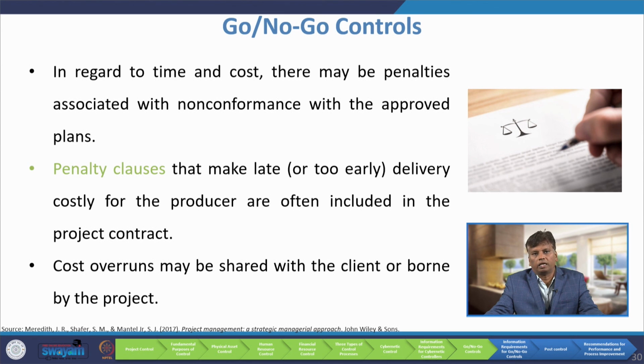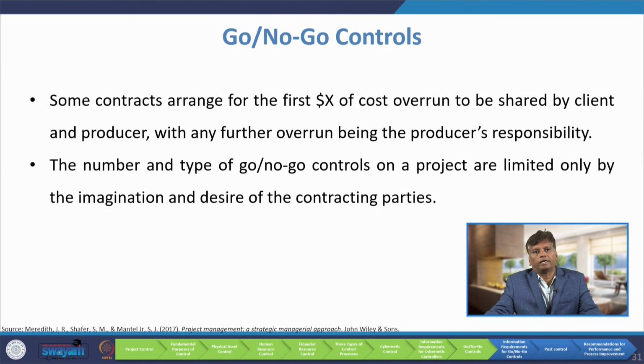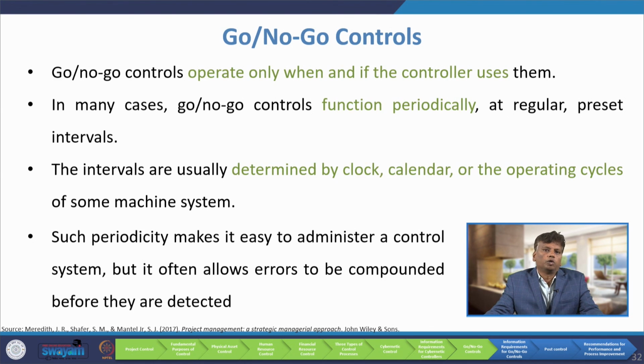So, cost overrun may be shared with the client or borne by the producer. Some contracts arrange for X dollars of the cost overrun to be shared by the client and producer, with any further overrun being the producer's responsibility. The number and type of go no-go controls on a project are limited only by the imagination and the desire of contracting parties. Go no-go controls operate only when and if the controller uses them.